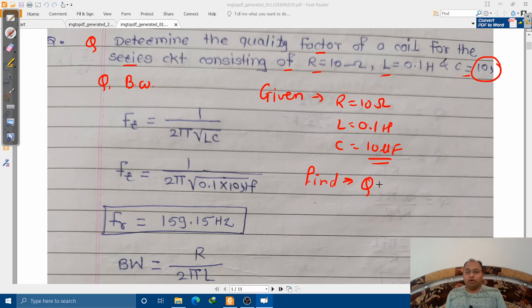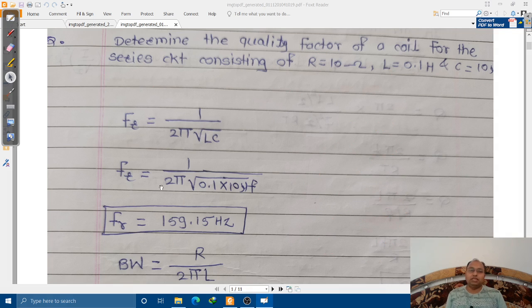In order to find out Q, we must find out FR and bandwidth. Until we find out the resonant frequency and bandwidth, we cannot find out Q, because Q has a relation as Q equals FR upon bandwidth. So ultimately it is indirectly asked to find out FR and bandwidth. Is that fine? Okay, so let us check it out.